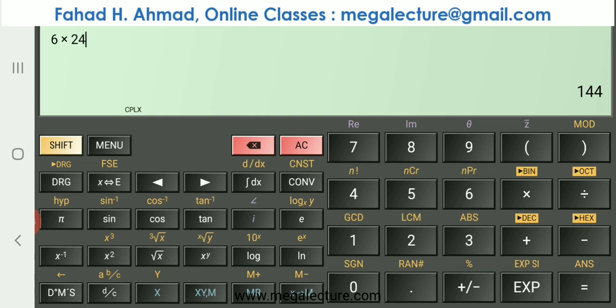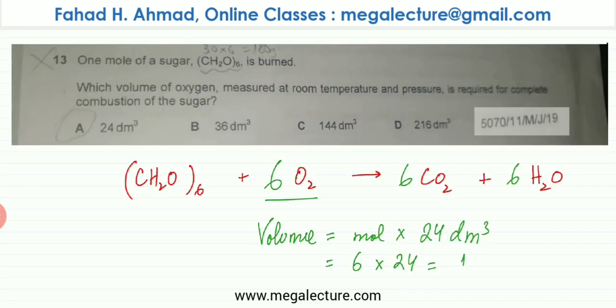So here's my calculator, and this is the calculation I've performed. It's giving me 144. So the answer is 144 decimeter cubed, which is going to give me option C as the correct answer.